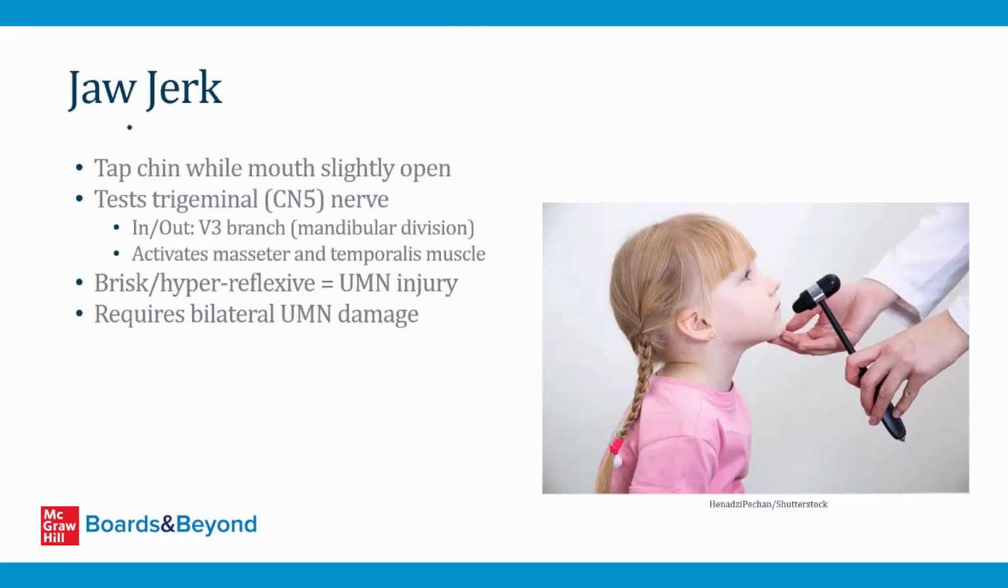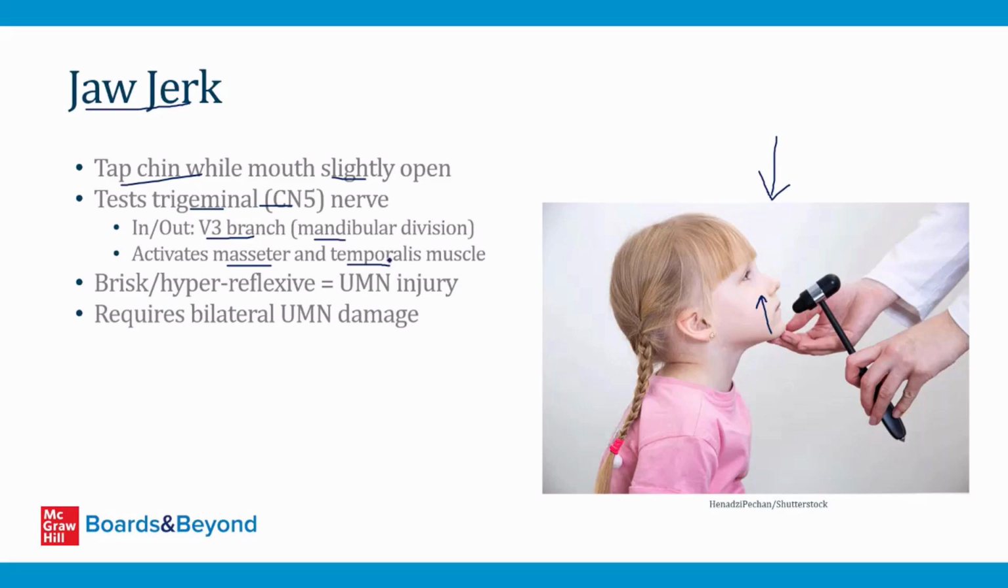Another reflex you should be familiar with is called the jaw jerk reflex. To elicit this reflex, what you do is tap the chin while the patient's mouth is slightly open, similar to what's shown in this picture on the slide here. And then you observe for contraction of the masseter muscle, which will cause the jaw to jerk upward slightly. This reflex tests the trigeminal nerve, cranial nerve 5. The sensory fibers of this reflex arc and the motor fibers are all through the V3 branch of the trigeminal nerve, the mandibular division of the trigeminal nerve, which I discuss in other videos. This will activate the masseter and the temporalis muscles, and that's what causes the jaw to jerk upwards.